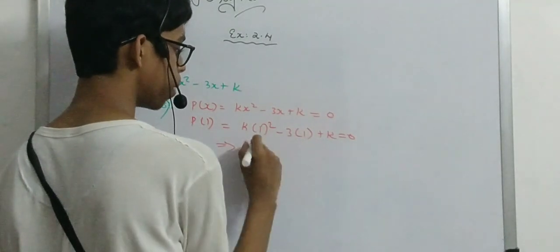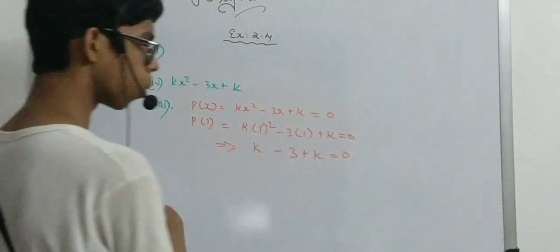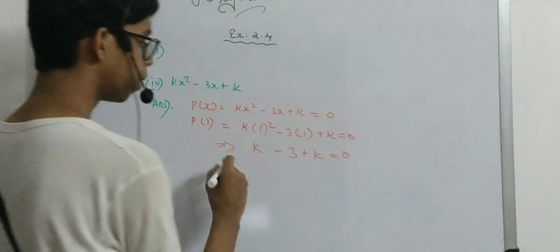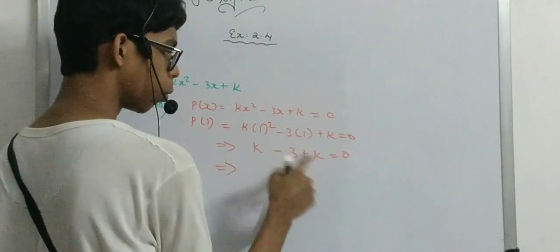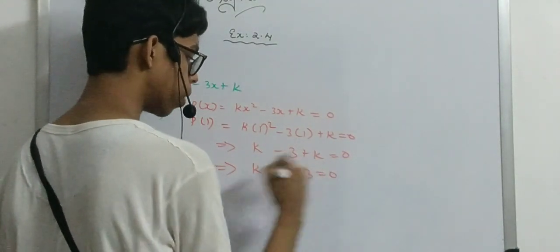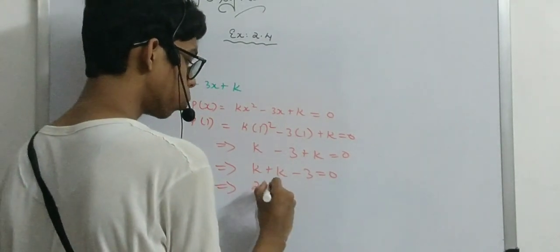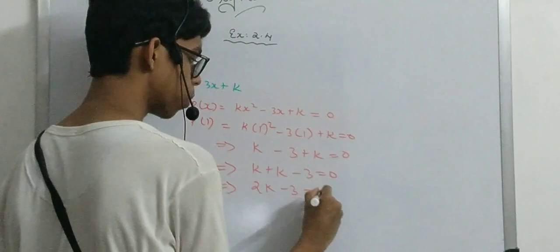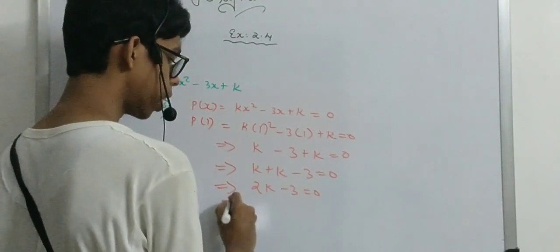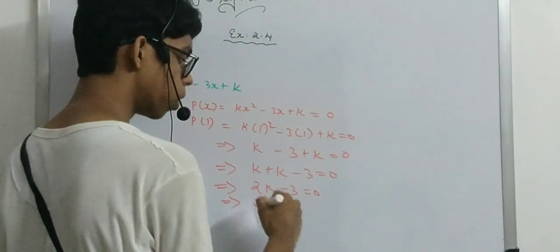So from here we will be getting k minus 3 plus k is equal to 0. Now group the k's together. So k plus k minus 3 is equal to 0. k plus k is equal to what? Just 2k minus 3 is equal to 0. Now take this 3 to the other side. So you will be getting 2k is equal to 3.